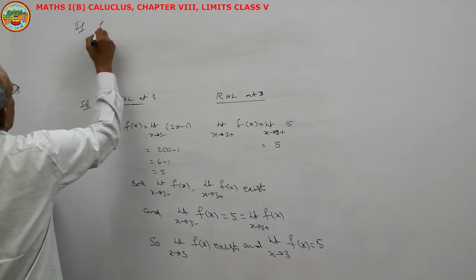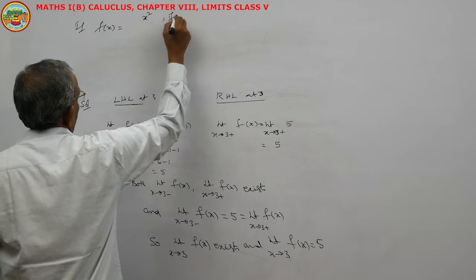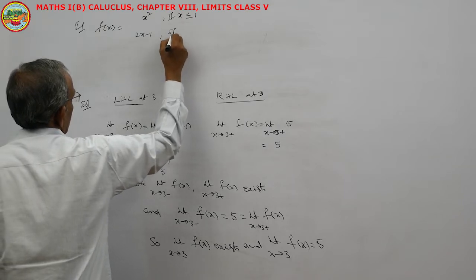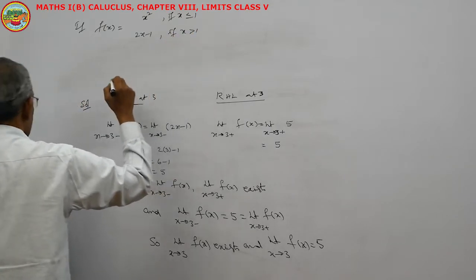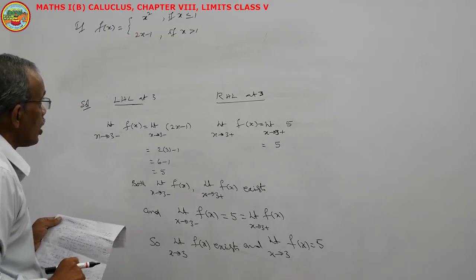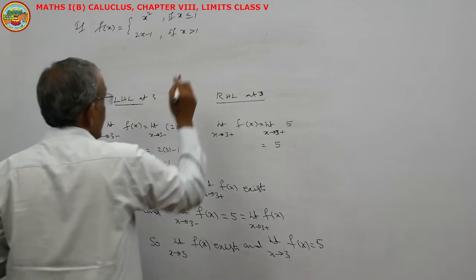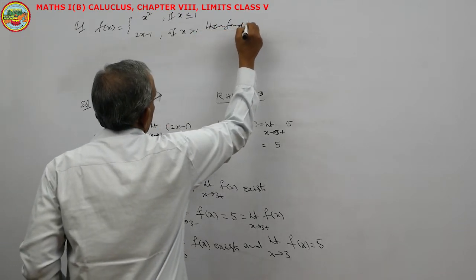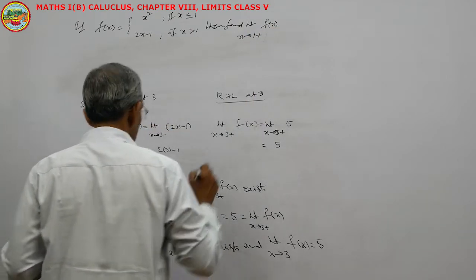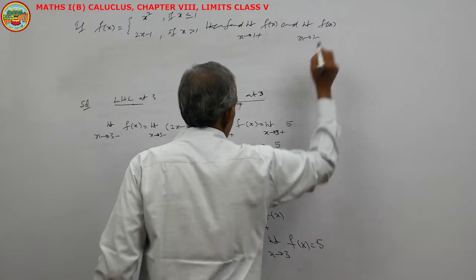If f of x is equal to x square if x less than or equal to 1, and this is equal to 2x minus 1 if x greater than 1. Here f of x is defined as x square for x less than or equal to 1, and f of x is defined as 2x minus 1 if x greater than 1. Then find the limit of f of x as x tends to 1 plus and the limit of f of x as x tends to 1 minus.